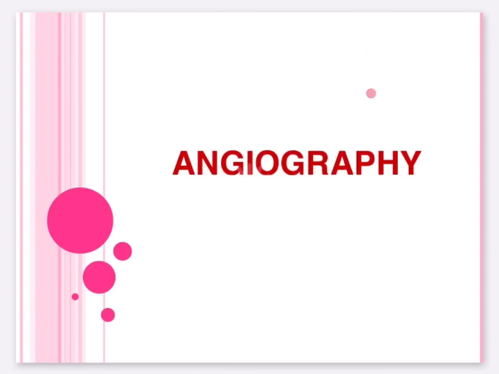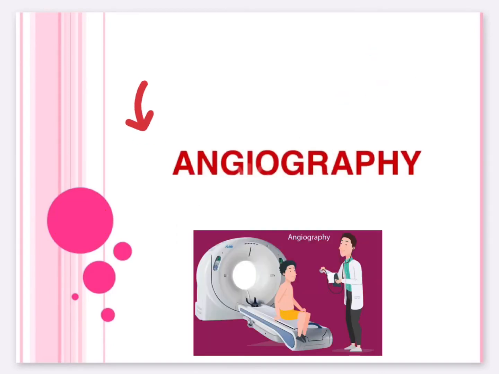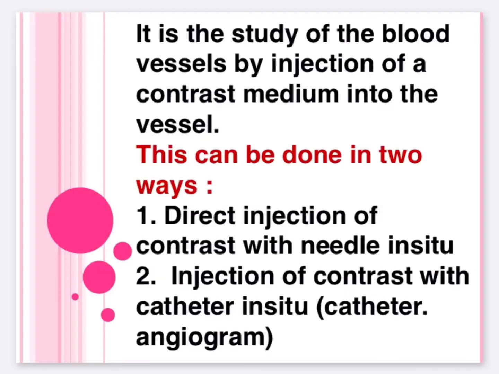Today's topic is about angiography. It is the study of the blood vessels by injection of a contrast medium into the vessel. This can be done in two ways. One, direct injection of contrast with needle in situ. Two, injection of contrast with catheter in situ.